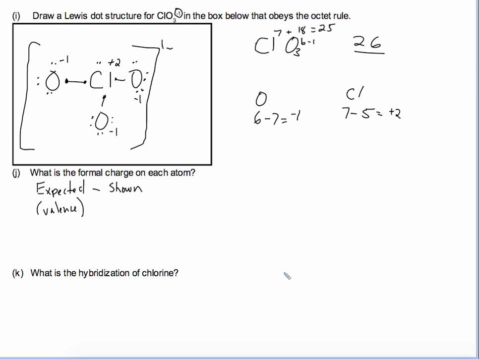Okay, what is the hybridization of the chlorine? Well, I'm not going to draw everything here, but chlorine has 3 oxygens and a lone pair. So you count the domains. So we got s, p, p, p. So it ends up being sp3.